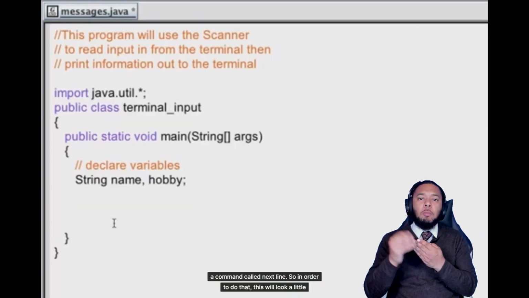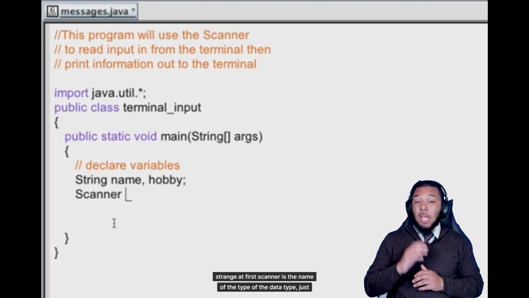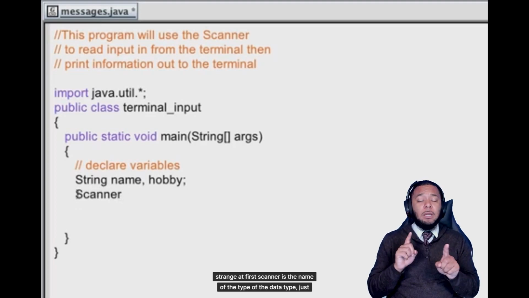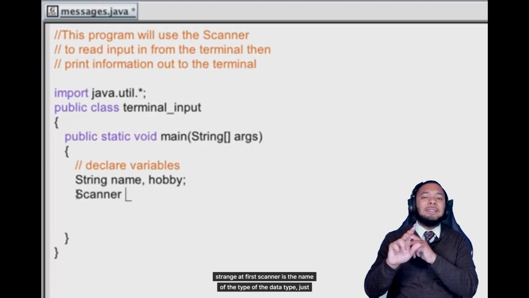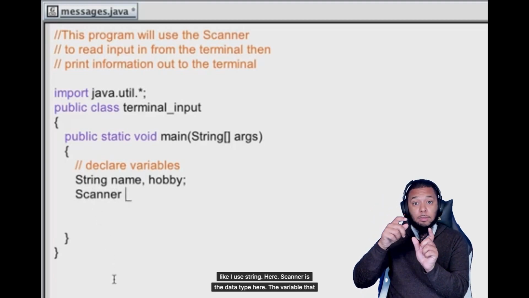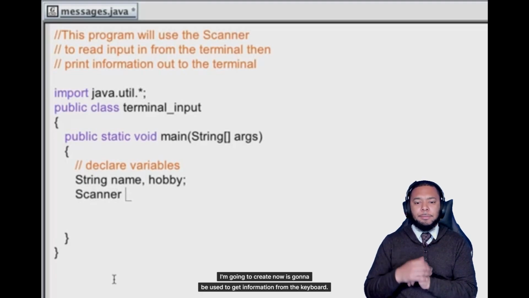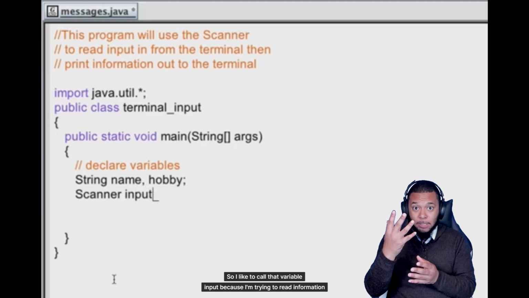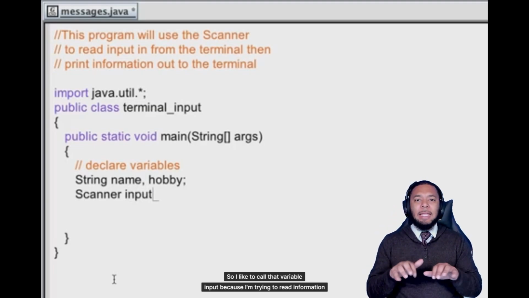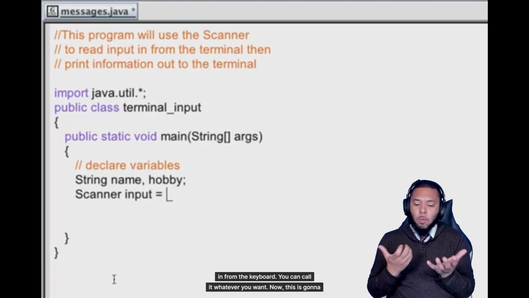So in order to do that, this will look a little strange at first. Scanner is the name of the type, of the data type. Just like I use string here, scanner is the data type here. The variable that I'm going to create now is going to be used to get information from the keyboard. So I like to call that variable input because I'm trying to read information in from the keyboard. But you can call it whatever you want.